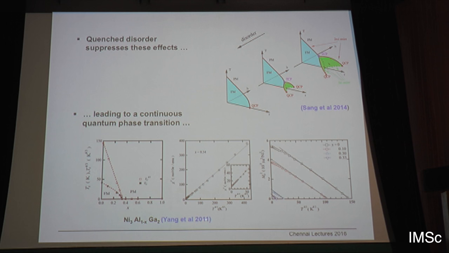I'll just mention them on the next slide. So here is an example of a system where the Curie temperature is manipulated not by means of pressure, but by means of chemical composition. So this is nickel aluminum gallium, and it's been taken off stoichiometry, so there's a little bit less than the stoichiometric amount of aluminum in here.